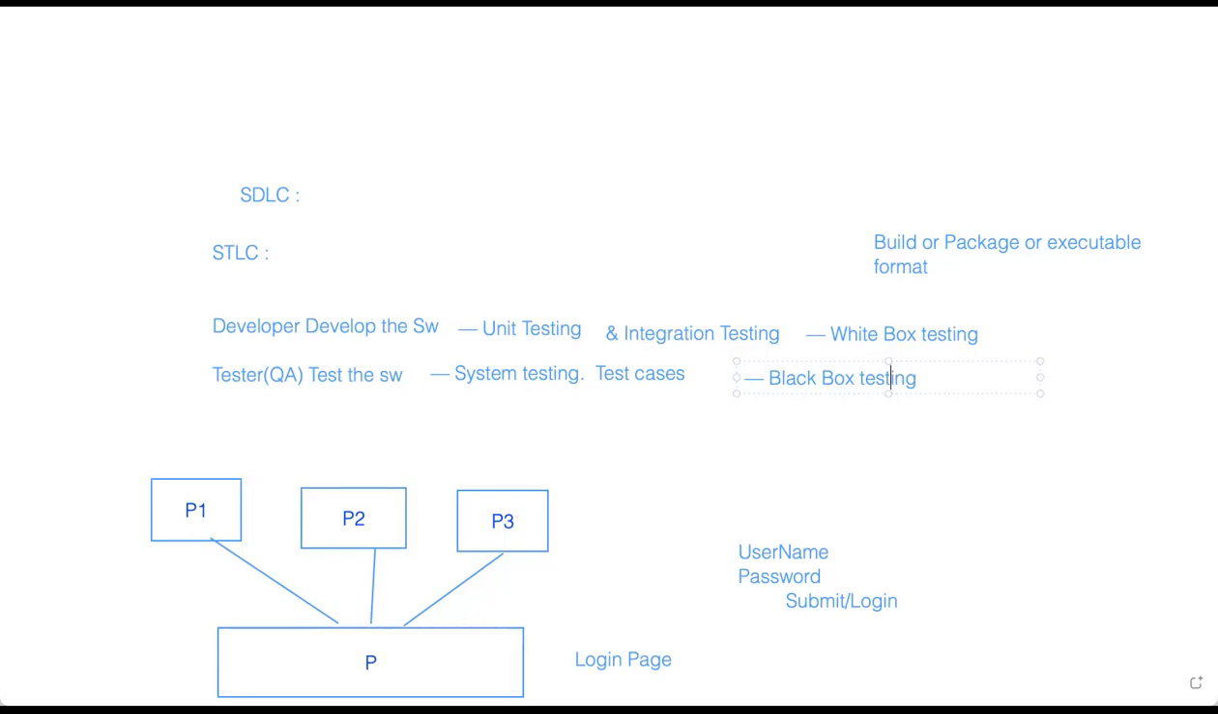Okay, so one more testing is there, that is UAT, user acceptance testing. Once the QA team is done with the testing, they will give it to the customer. We tell the customer, boss, we have done our internal QA testing, you can take it, we are handing over to you for further testing.